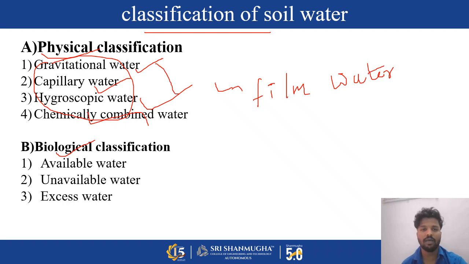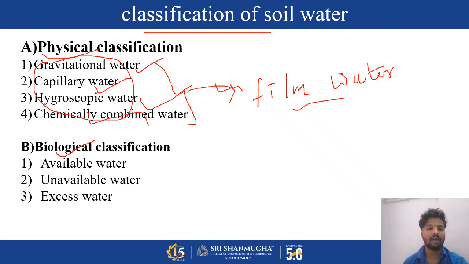So except these four types of physical classified water, there is another type, the film water, that is majorly taken up by different people or scientists. That film water is the thin layer between capillary and hygroscopic water. So part of this film is available and part becomes unavailable as tension increases. Part of this film water is available to plant growth and some part of the film water is not available to the plant growth.